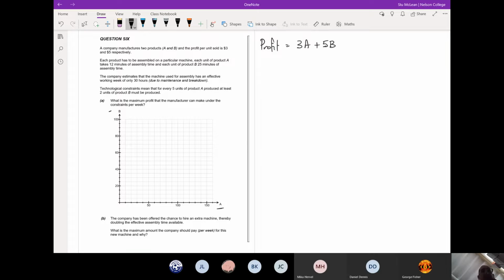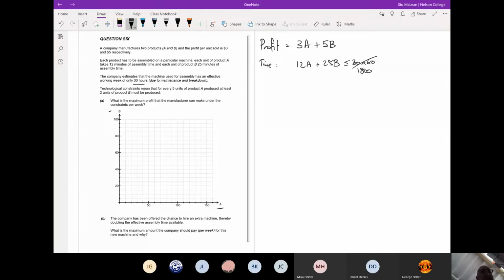Each product takes a particular time. Each unit of product A takes 12 minutes, and so we've got a time constraint. We know that 12A plus 25B, how much time have we got altogether? 30 hours. So what's 30 times 60? It is less than or equal to 30 times 60, which is 1800. Okay, so that's one constraint, and we've got another constraint.